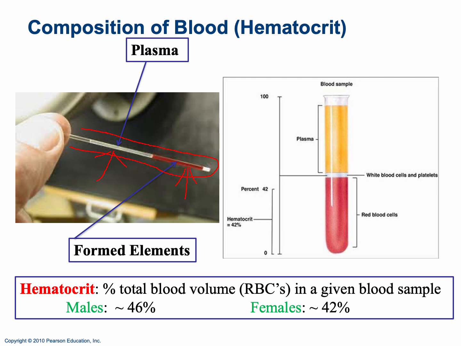An important term when it comes to terminology, and there'll be lots of terminology in here this semester, is what's known as the hematocrit. The hematocrit is the overall percentage of total blood volume in a given blood sample, and really targeting here the red blood cells.